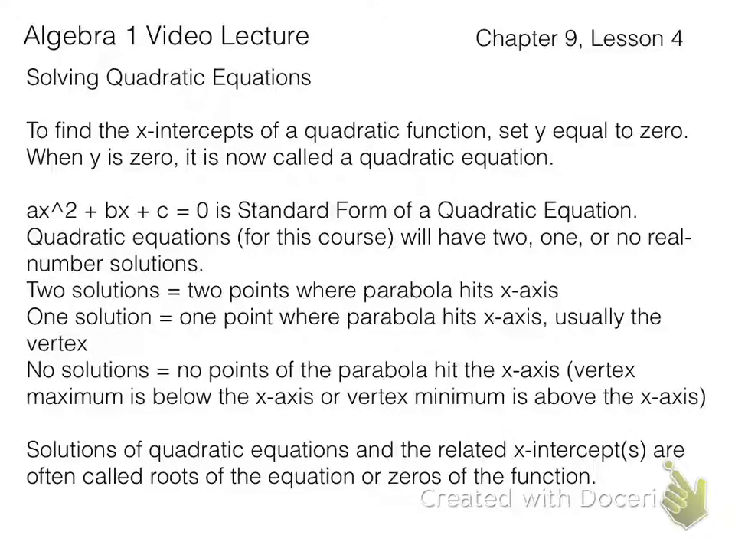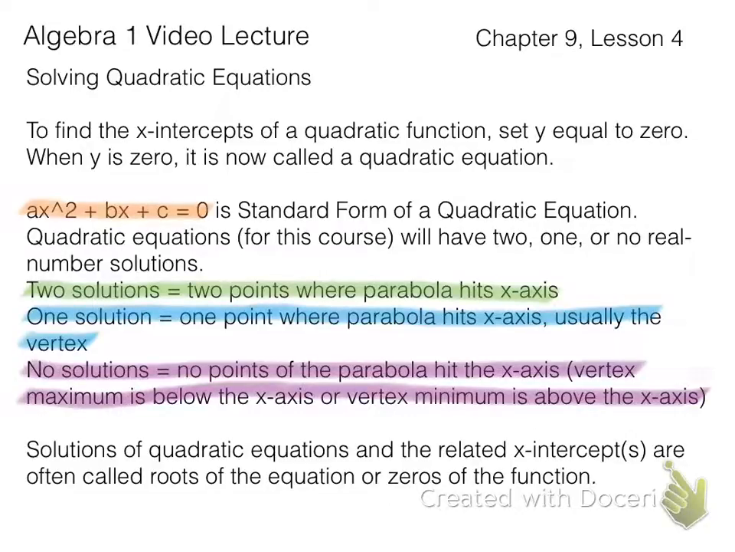One solution is 1 point where the parabola hits the x-axis, and this is normally the vertex. Normally the parabola has 2 sides that come up, either up or down. Well, if there's only one solution, 1 point that hits the x-axis, that's normally the vertex. And then no solution, basically no points of the parabola hit the x-axis, and the vertex maximum is below the x-axis, or the vertex minimum is above the x-axis. Okay, so there we go. Those are the 3 possible outcomes you can have when solving for the x-intercepts.